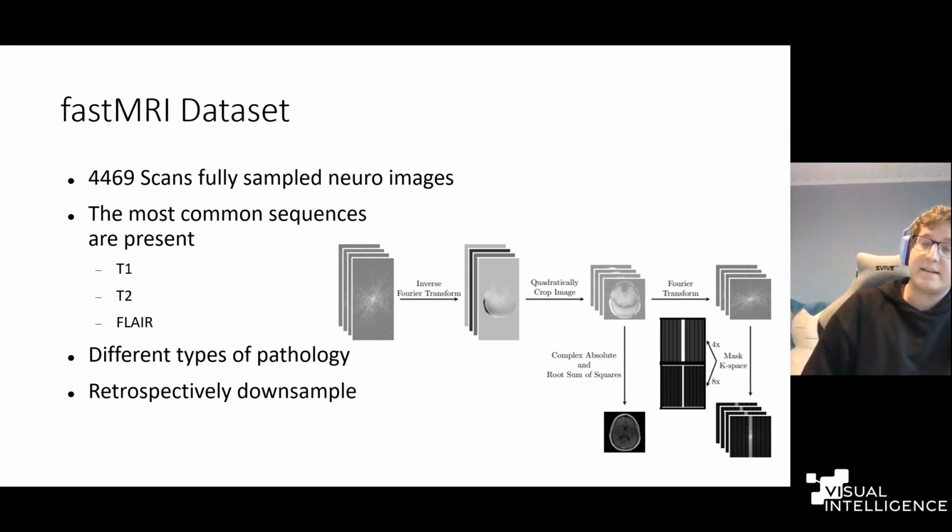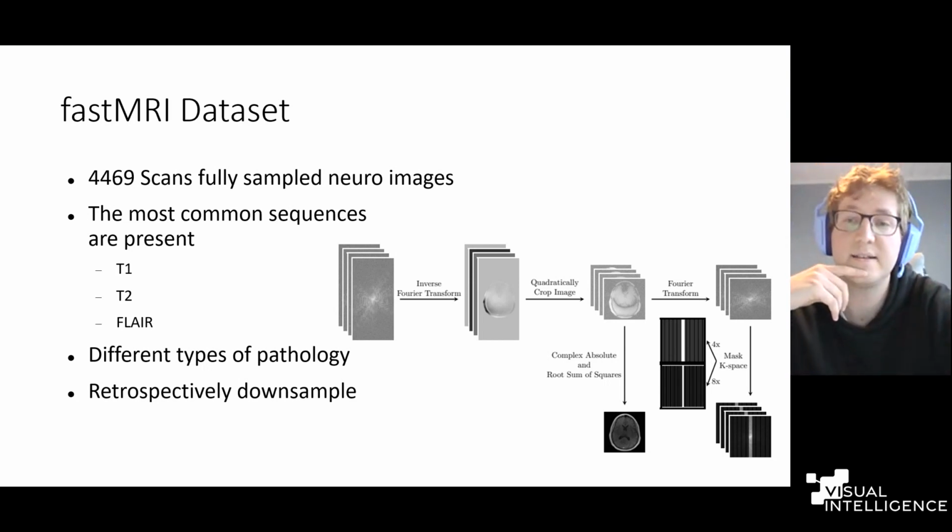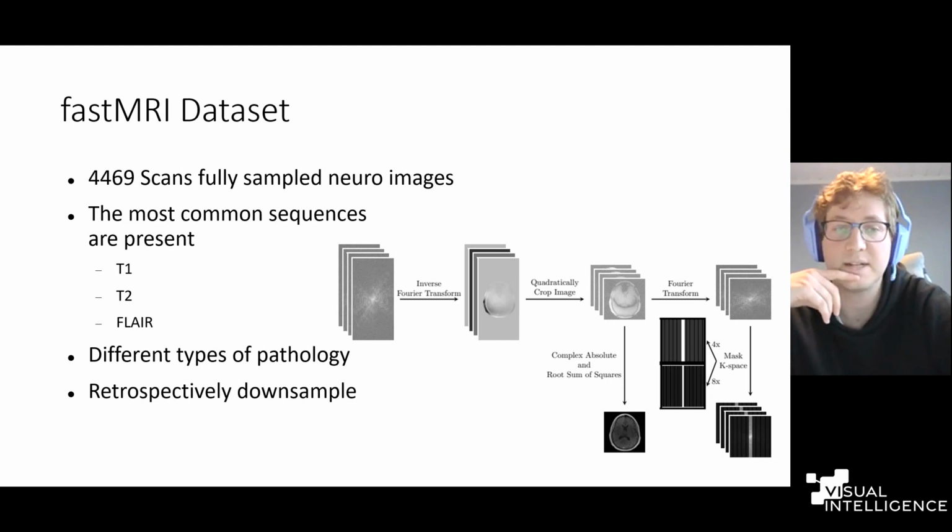The FastMRI dataset is luckily a publicly available dataset from a group in New York, and they have scanned 4,469 patients with different kinds of pathology, with different kinds of sequences. So they have a sequence called T1, called T2, and called FLAIR. And just think of the different kinds of sequences as just different forms of image contrast of the same image. They look quite different. For example, in the bottom right here, it is a T1 weighted image.